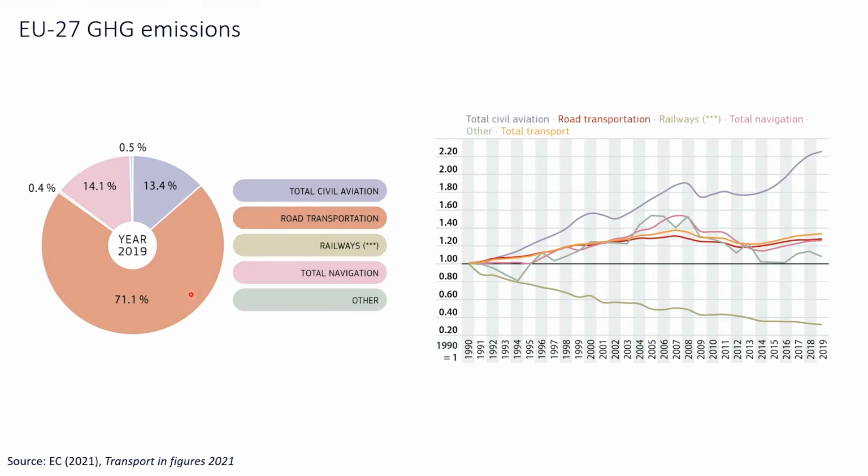Let's take a look at the various transport modes. Over 70% of emissions can be attributed to road transport, followed by sea transport and air transport, which has more than doubled emissions in the past 30 years, whereas overall road transport and transport in general grew their emissions by 30%. How come?